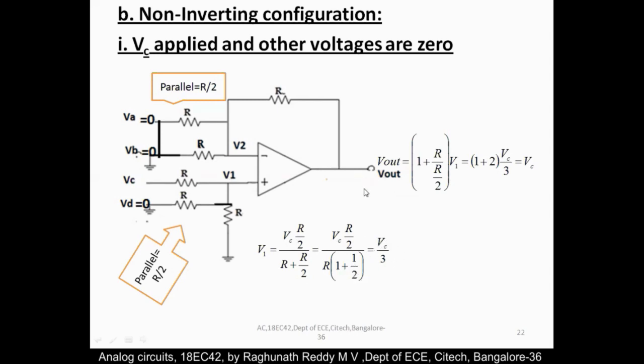So the output voltage due to the non-inverting configuration equal to 1 plus RF by R1. RF is R, R1 is R by 2. So R and R will get cancelled. 1 plus 2 into VC by 3, the 3 will get cancelled. V out equal to plus VC. We get plus VC because VC is applied to the non-inverting input terminal.